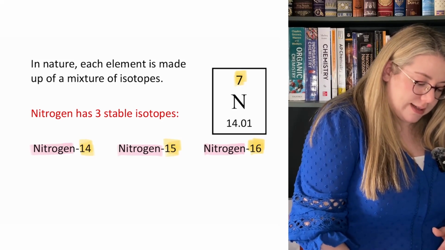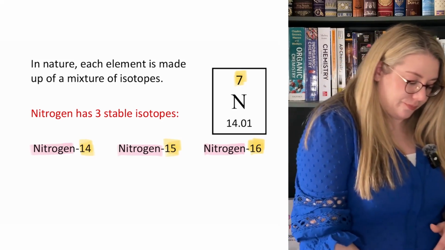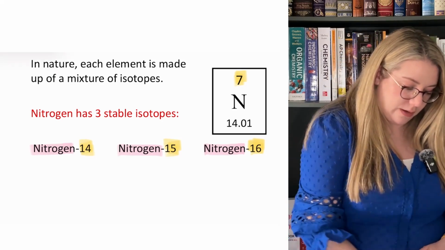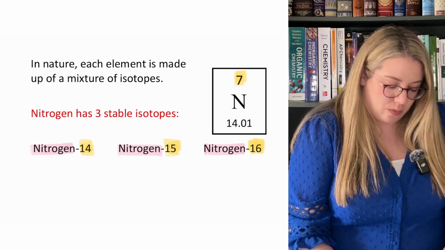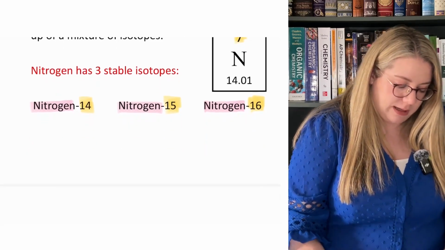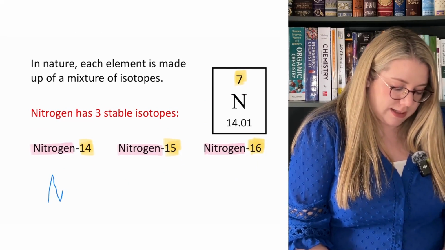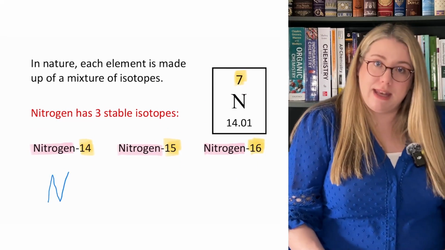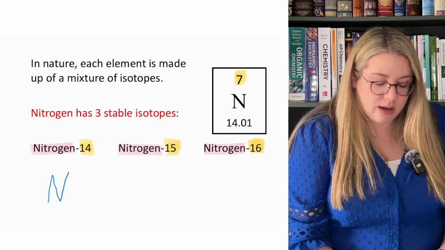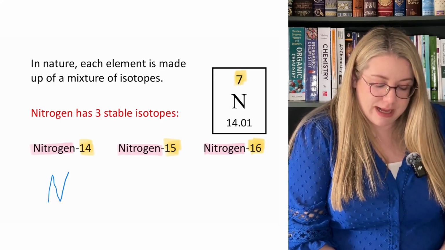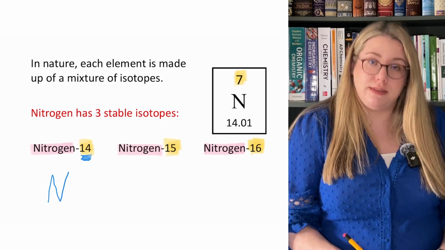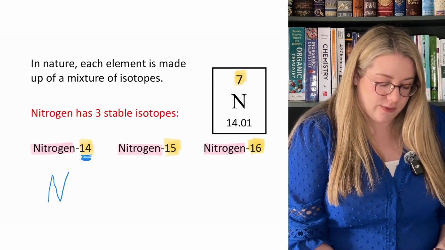Now, for our isotopes for nitrogen, when you are writing the nuclear formula, you write the symbol for the element first. So N is for nitrogen. Then on the top left, you write the mass number, which is this number there. It's the 14 for the first isotope.